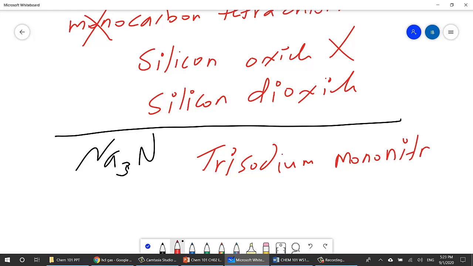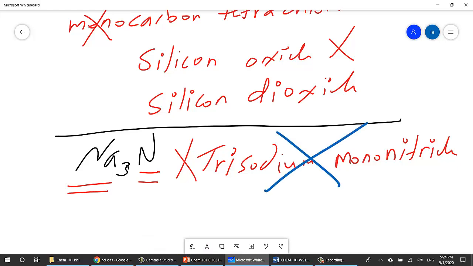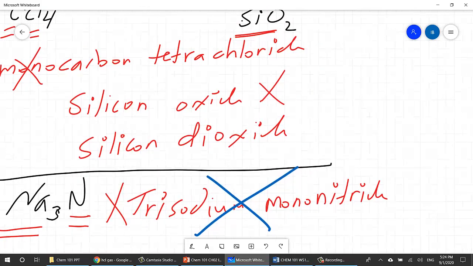This is a big mistake. This is not called trisodium mononitride because this is an ionic compound, not a covalent compound. Sodium is a metal, it's group 1. Nitrogen is a nonmetal, so this is indeed an ionic compound. It's type 1, and therefore the correct name for this is just sodium nitride. So this is wrong, and the correct name is sodium nitride.